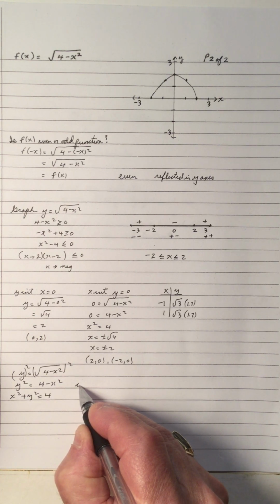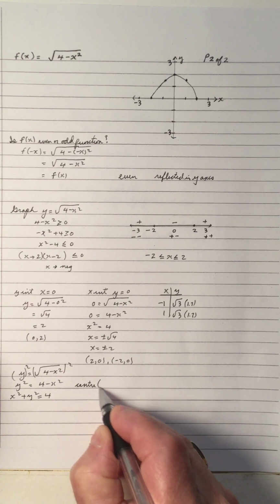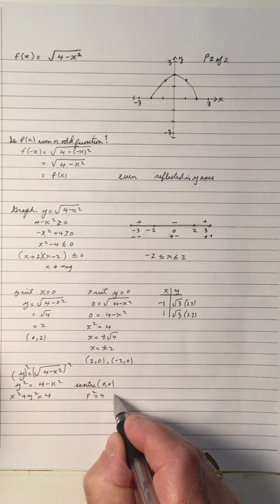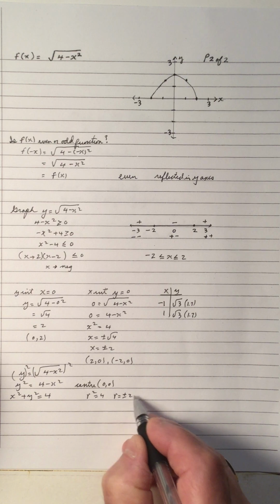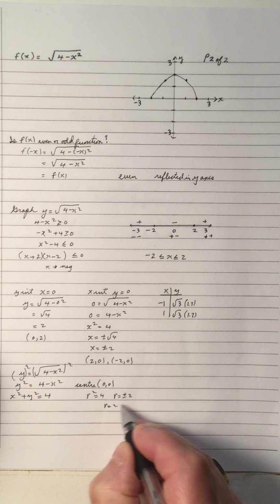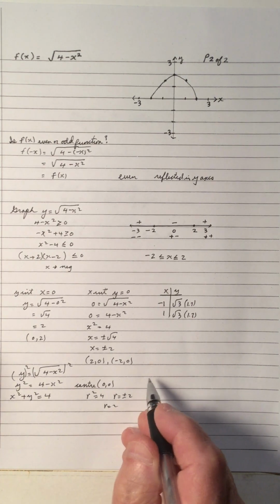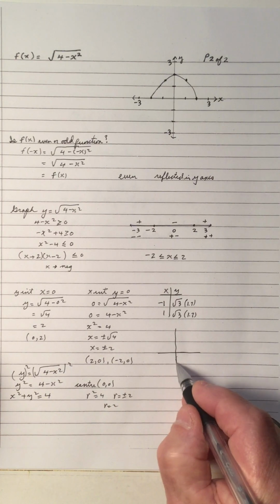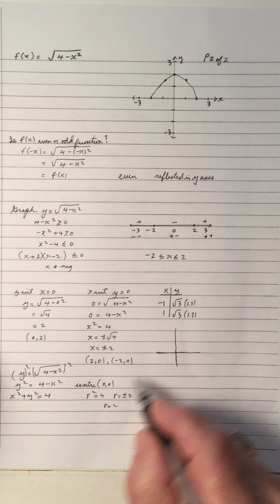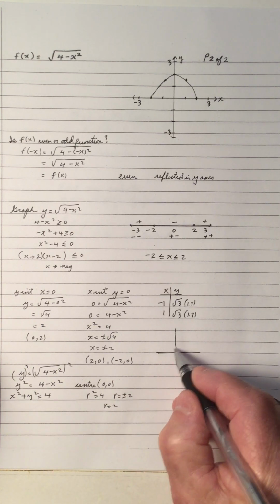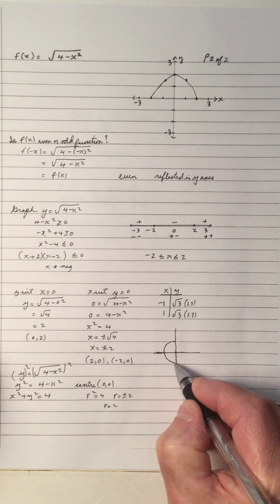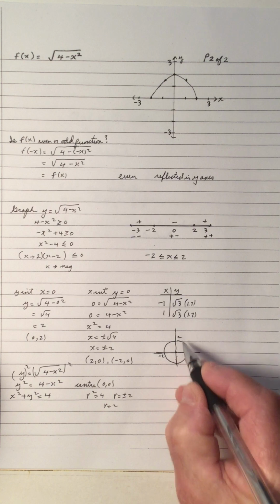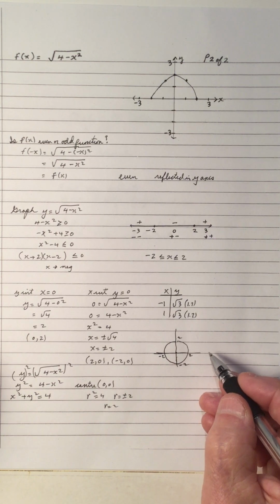So this is a circle, which has a center of 0, 0, and r squared is 4. So r is plus or minus 2. So r is 2. So what we have is a circle which has a center 0, 0 with a radius of 2. So let's draw it like this. So there's 2, negative 2, 2, negative 2.